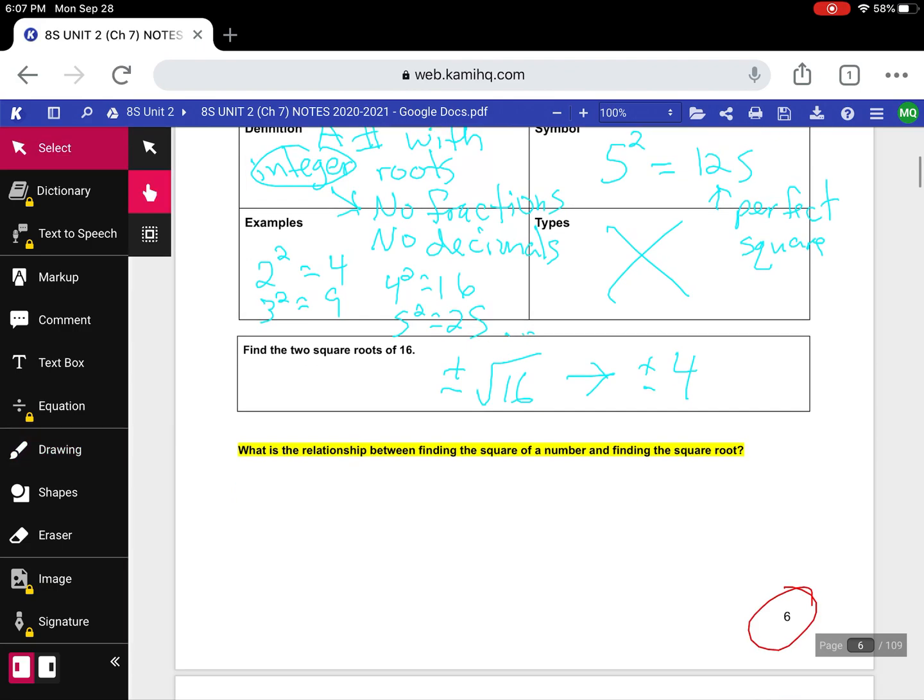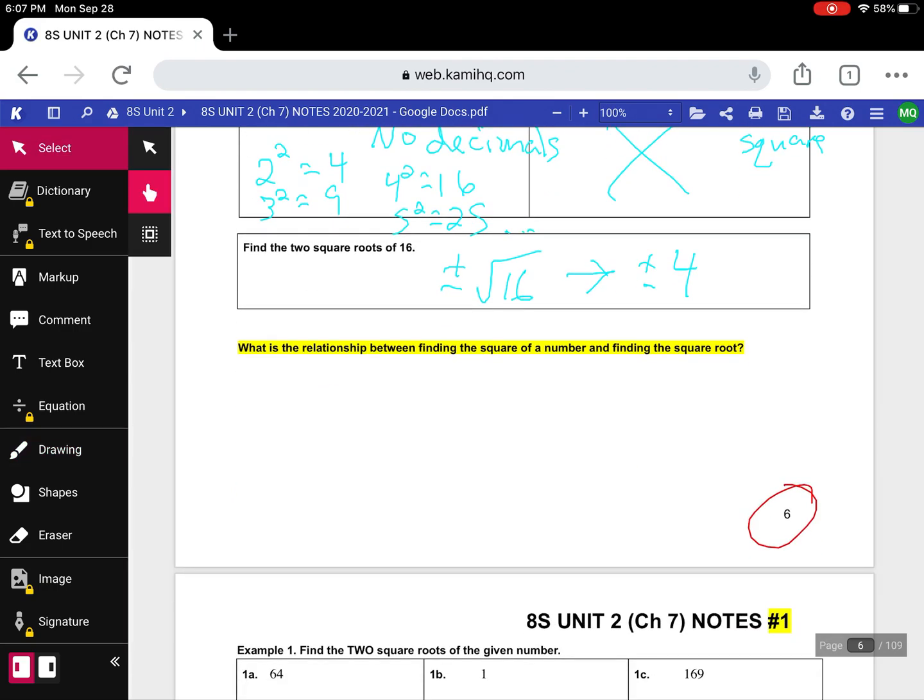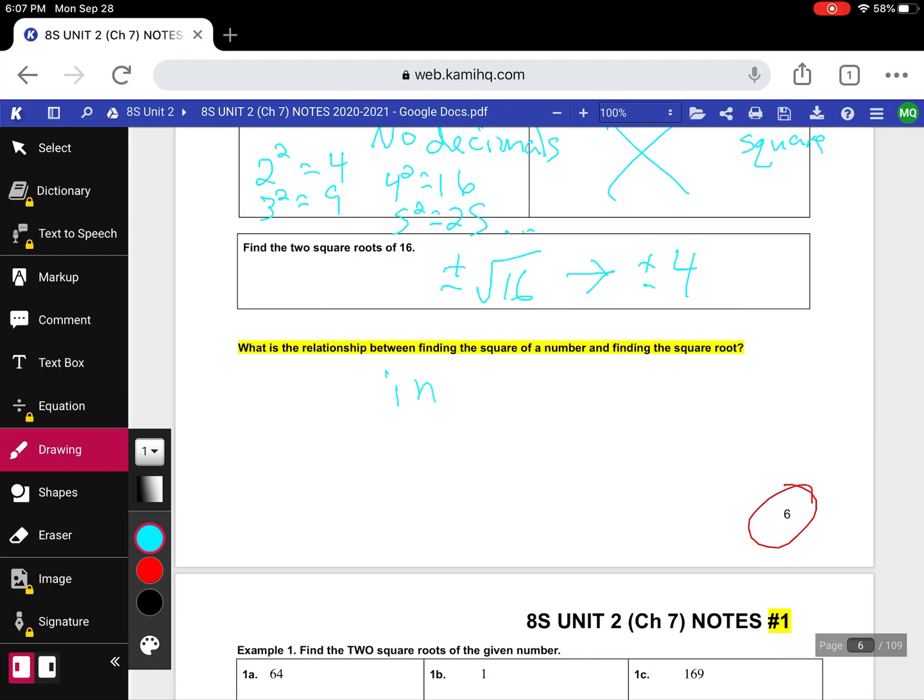And then if we look at the bottom here, what is the relationship between finding the square of a number and finding the square root? Okay, well, they're inverses of each other, okay? Just like addition and subtraction are inverses of each other, and multiplication and division are inverses of each other. A number squared and its square root are inverses of each other also, okay?